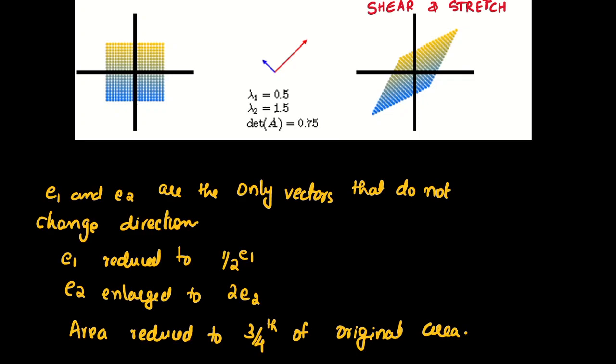Then shearing and stretching. What happens? These two vectors we can see at a 45 degree angle, here and here. Okay, these two vectors do not change their size or direction. All other vectors will change direction, and the change in length is not like this. This vector will reduce to half its size, and this will increase by 1.5. Okay, so there is a change in the area also. It is reduced to 0.75, 3/4 of the original area.